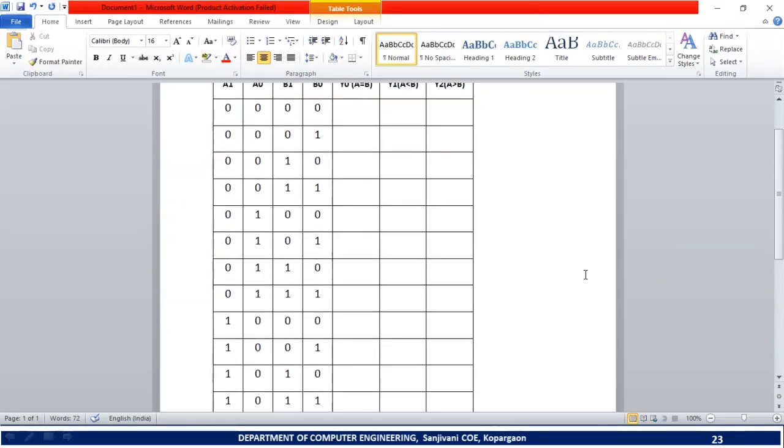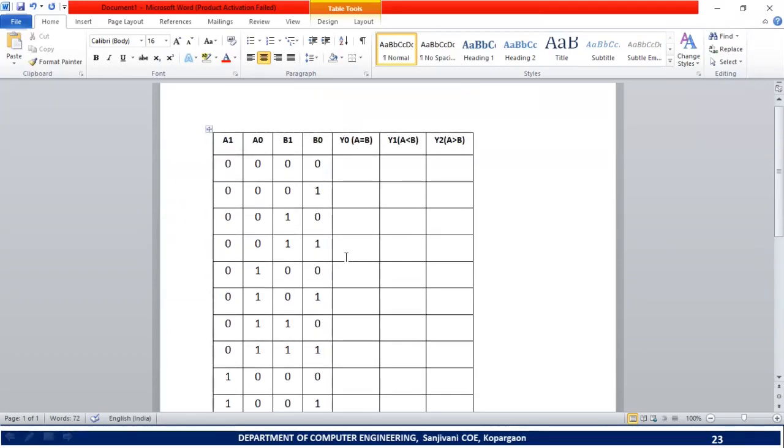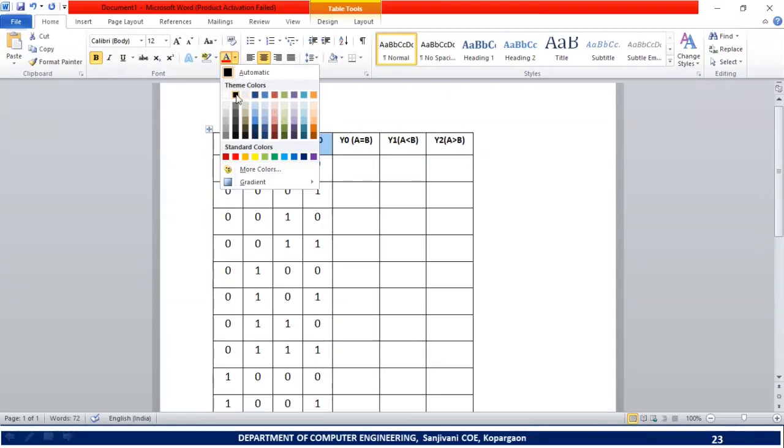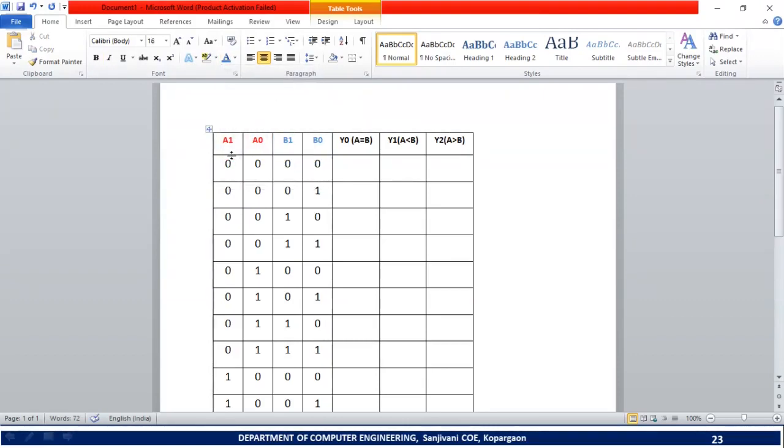So in this way you should be able to write all these input combinations. Now let us start with the first row. In the first row, what is the value of A? A is 0 0. See, this is our one number and this is our second number. So here, what is the value of A1 and A0? It is 0 0. B1 B0 is 0 0. So I can say that A and B both numbers are equal. So that's why Y0 will be 1 and the next two outputs will be 0 0.